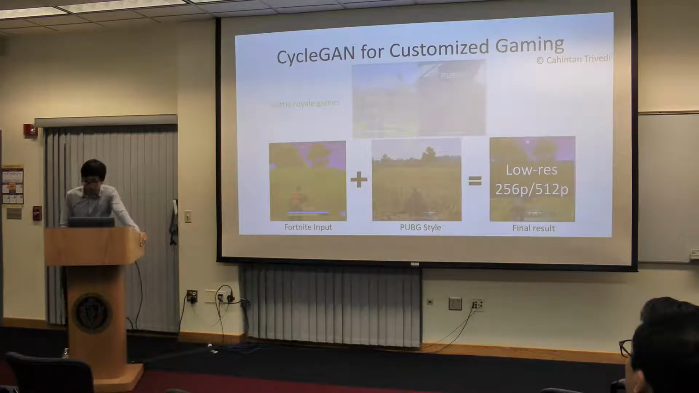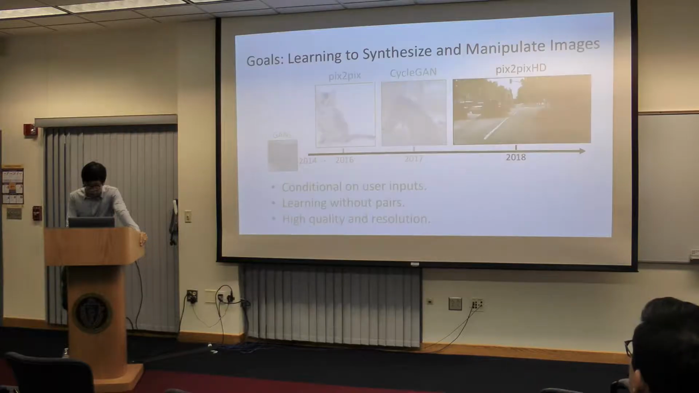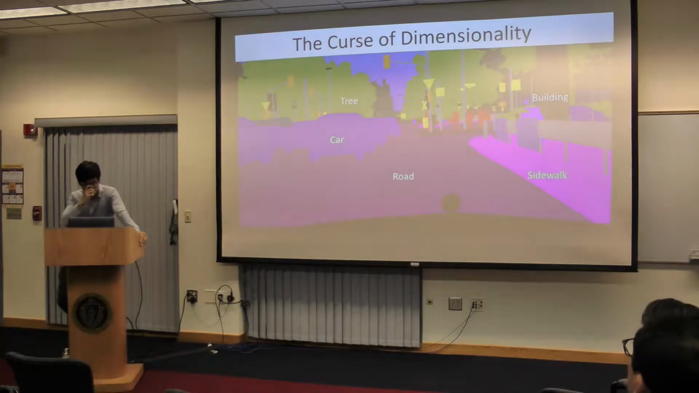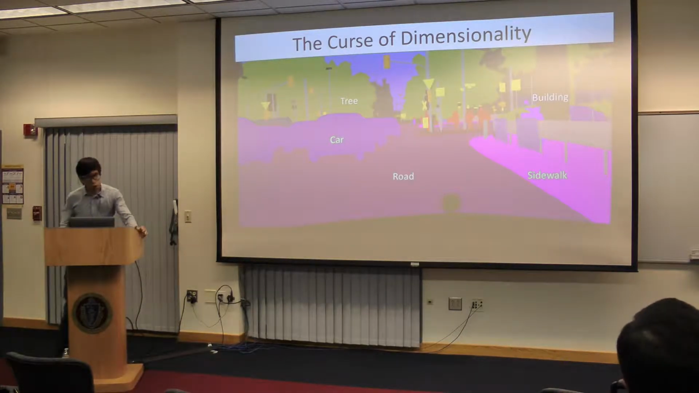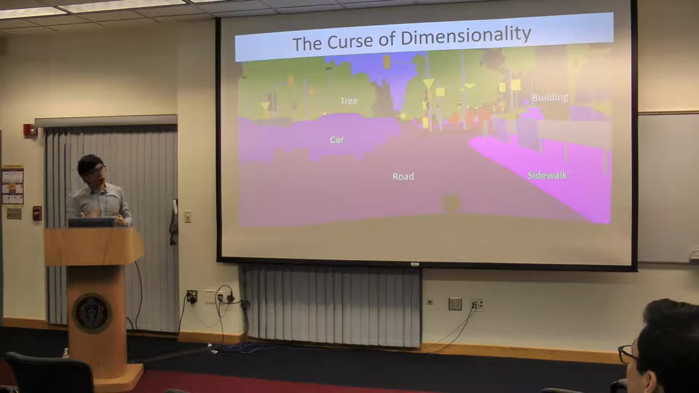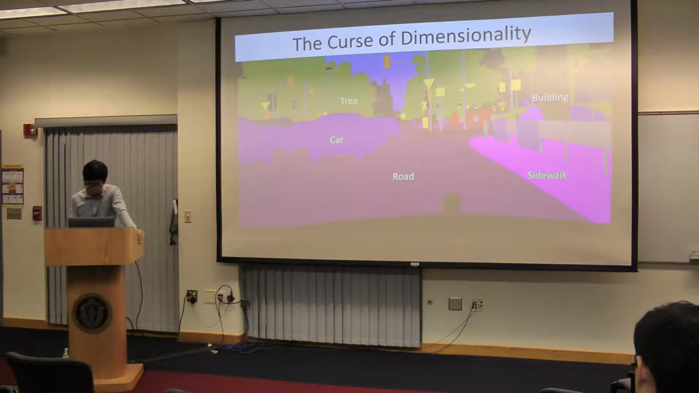Pix2Pix and CycleGAN can only produce up to 512p results, so it's not ready for serious gaming applications. To address this issue, we introduced Pix2Pix HD for better resolution and higher quality. I will briefly go through the method. So here is the high-res input layout with roads, trees, buildings. Would it be wonderful if we can also generate a high-res image out of it?